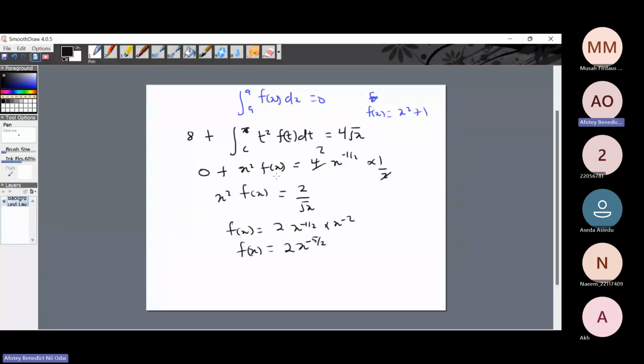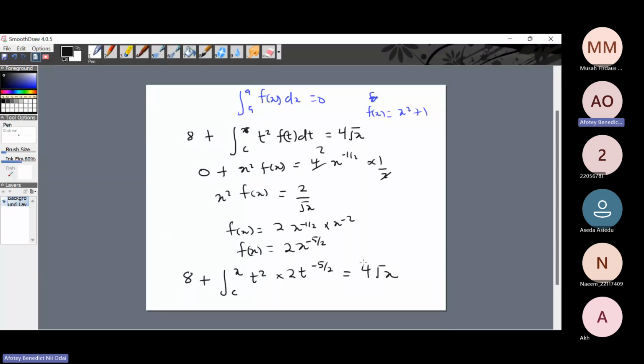Now we have found our f of x, so let's put our f of x back into the original question. So we have 8 plus the integral from c to x of t squared. Now here we have f of x, but in this case we have f of t, so times 2t to the power negative 5 on 2. And this is equal to 4 the root of x.